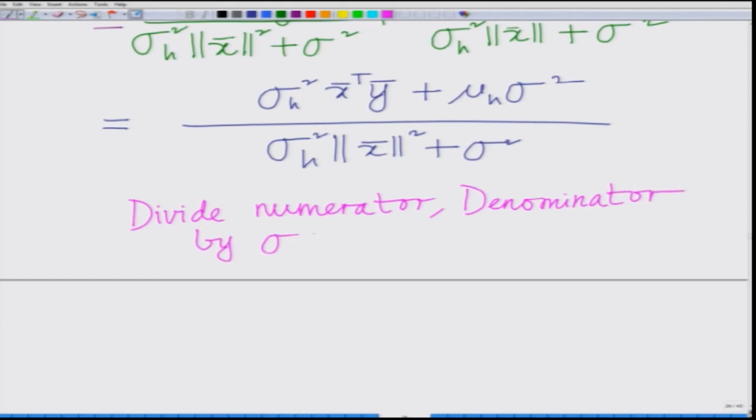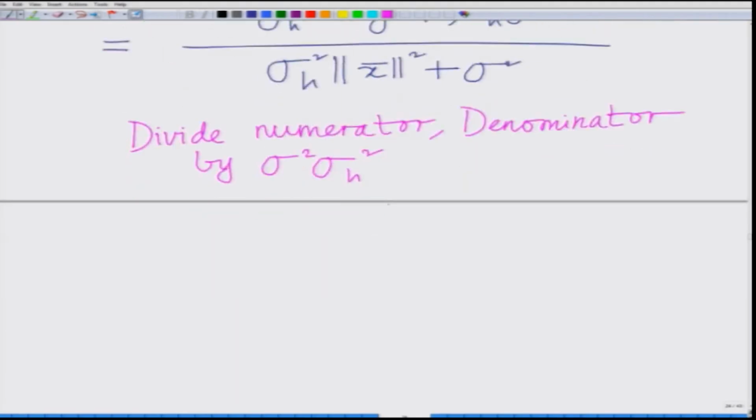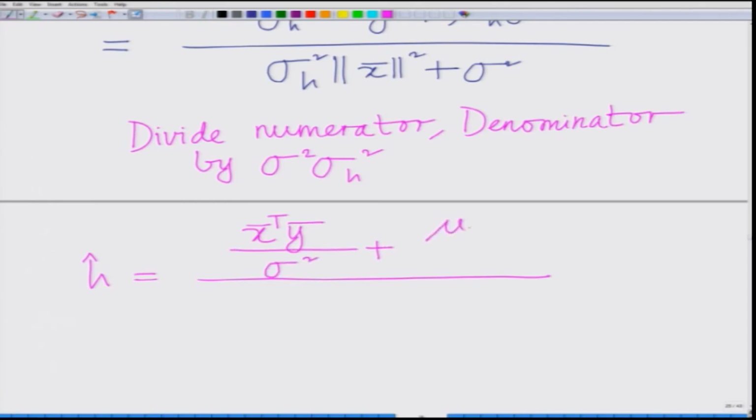Divide the numerator and denominator by sigma square, by the product sigma square sigma h square, and therefore what we will have is h hat, that is the MMSE estimate h hat. This is equal to x bar transpose y bar divided by sigma square, plus mu h divided by sigma h square, divided by 1 divided by sigma h square.